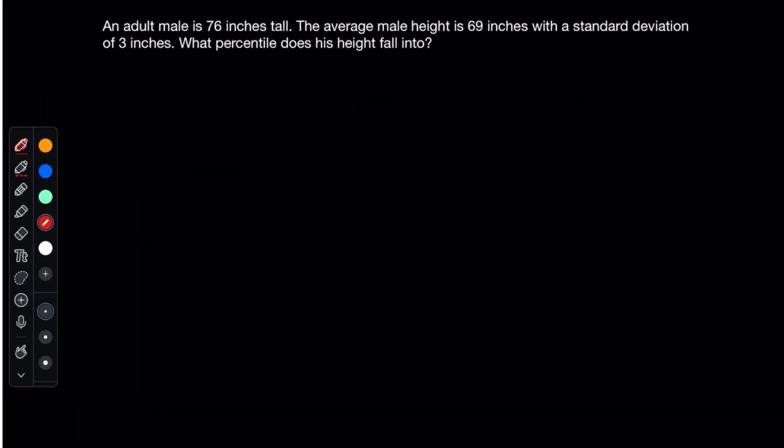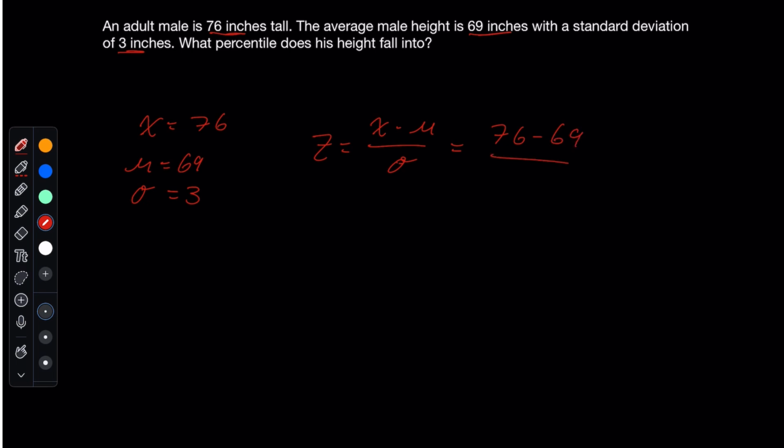Let's try another example. So we know that an adult male is 76 inches tall when the average height is 69 inches and a standard deviation of 3 inches. If he's 76 inches tall, this means that x equals 76, the average, mu, is 69, and the standard deviation is 3. Plug that into our equation of z equals x minus mu over our standard deviation, and that gives us 76 minus 69 over 3, which comes out to about 2.33.